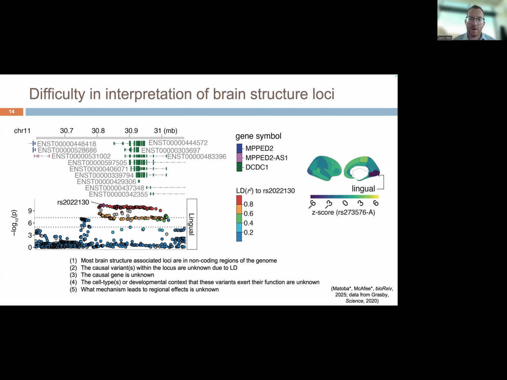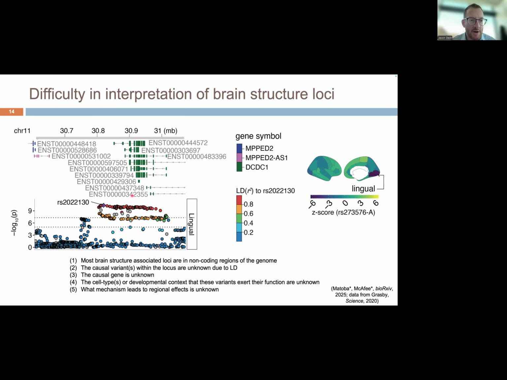Okay, so as I said, though, we've discovered many loci impacting brain structure, but these are just the starting point on the pathway to explain mechanism. These loci are in general difficult to interpret, and if we take a genome-wide association signal locus that's associated with one particular brain region, in this case the lingual gyrus in the occipital cortex, we can see that it's actually pretty complicated.